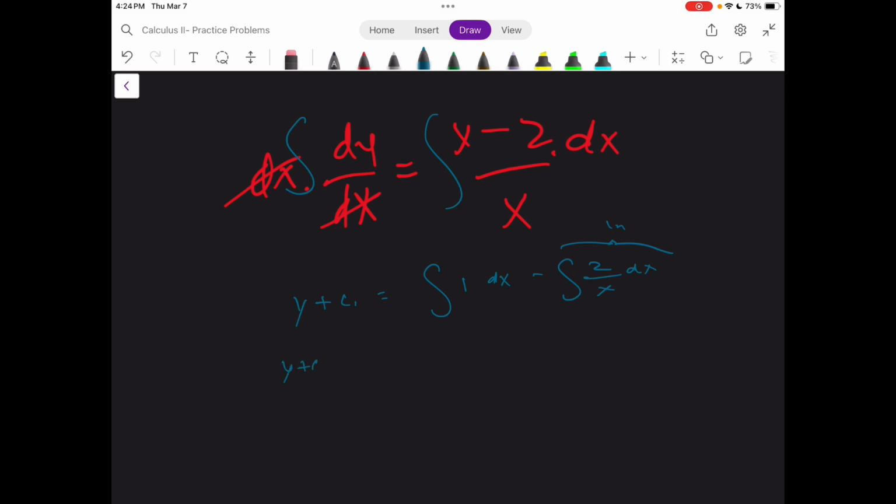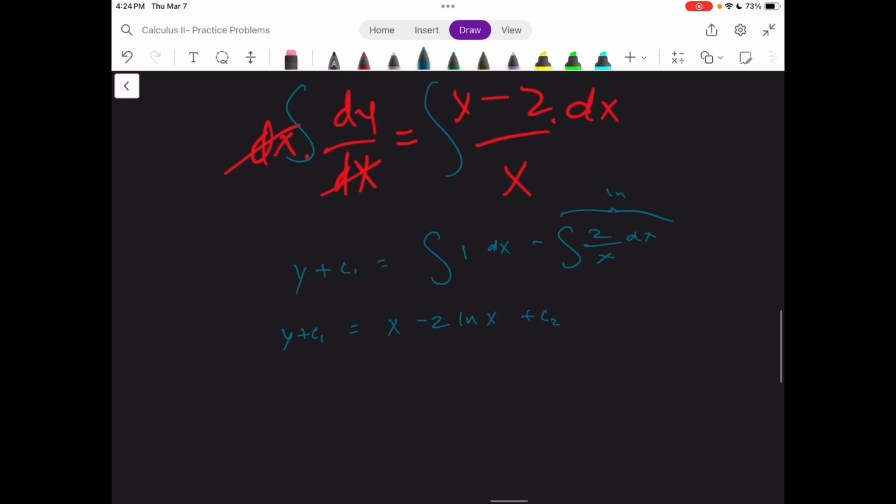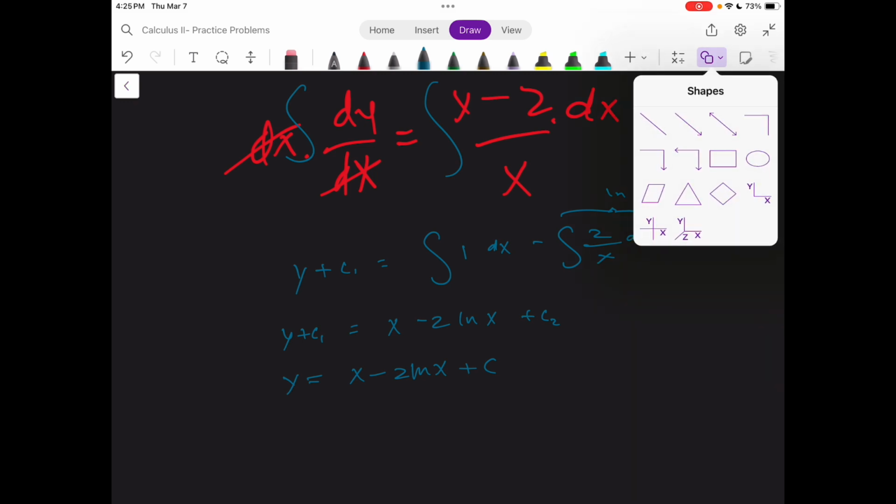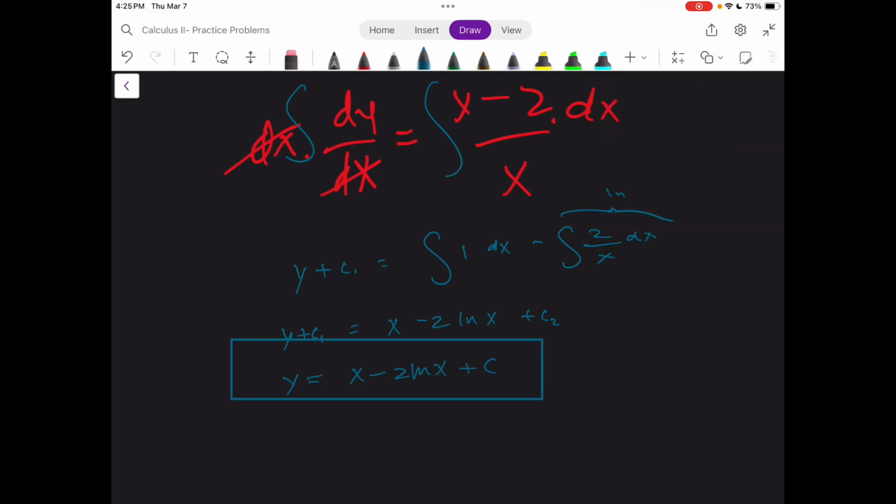And so we get y plus c1 equals the integral of 1 with respect to x, which is x, and the integral of 2 over x, which is 2 natural log of x, and that c2 from both of those integrals. Finally, we can gather all the c's to one side and just call that c. It's going to be x minus 2 ln x plus c. That is our final answer.